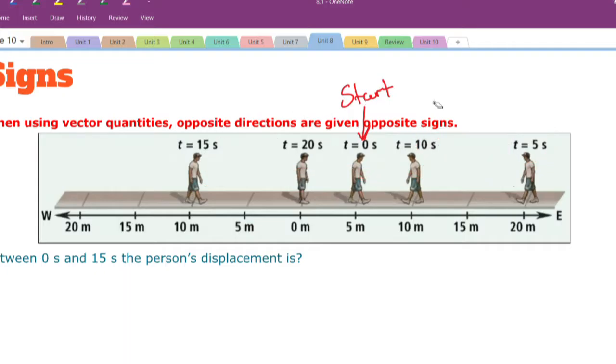It's a little bit confusing to just stare at it, but if you try to wrap your head around it, you can figure it out. So the question's specifically asking between 0 seconds and 15 seconds. So we're looking between 0 and 15 seconds, and we're trying to figure out the person's displacement.